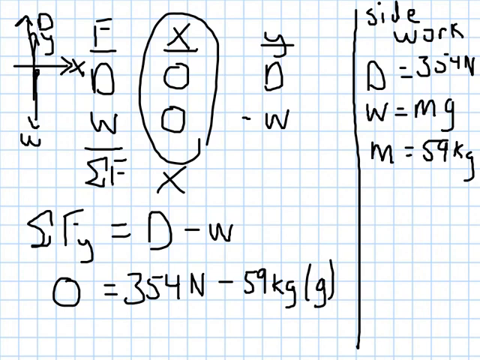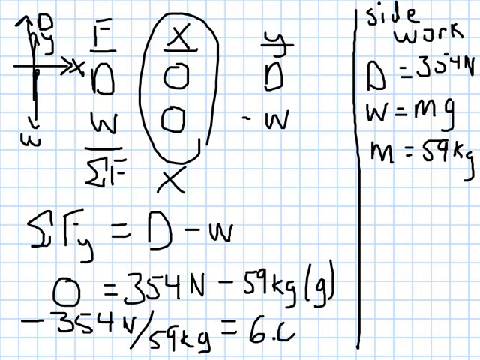So I'm going to subtract the 354 and divide by 59 kilograms. And the result is that little g is equal to 6.0 meters per second squared. And so this tells me that I'm on Titan.